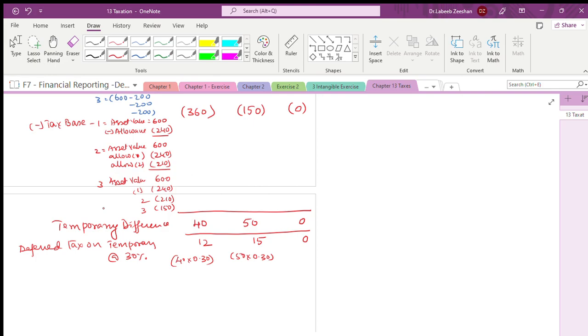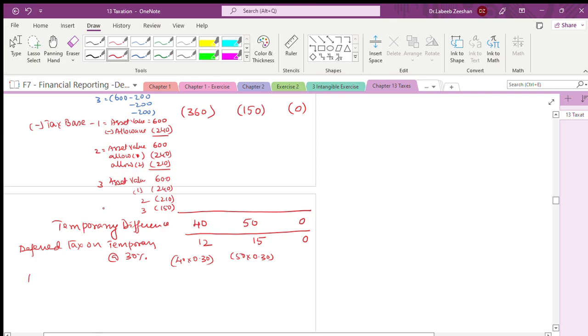Is it clear about this? Yes, it's clear. Now see, whether it is increasing or decreasing, you have to mention. In the first year it is 12. In the second year they have increased by 3. In the third year it is 0, which means it has decreased.